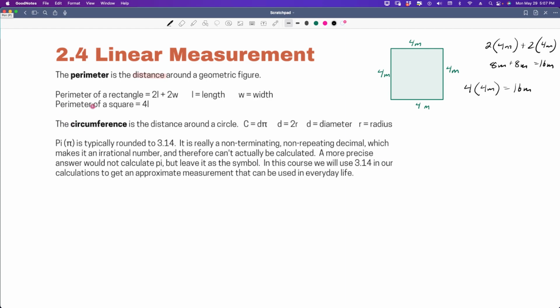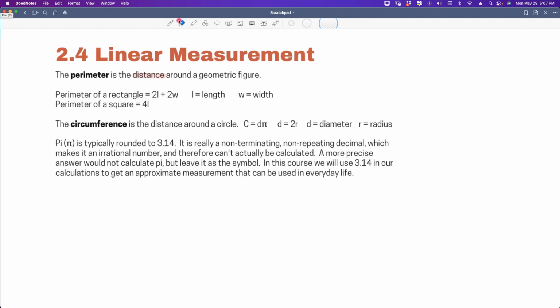But the perimeter of a rectangle can always be found by 2 times the length plus 2 times the width, or just adding up all the sides, the lengths of all the sides. The other type of perimeter that we're going to use is that of a circle. And the perimeter of a circle is called the circumference. And we call it that so that you can tell the difference between the two.